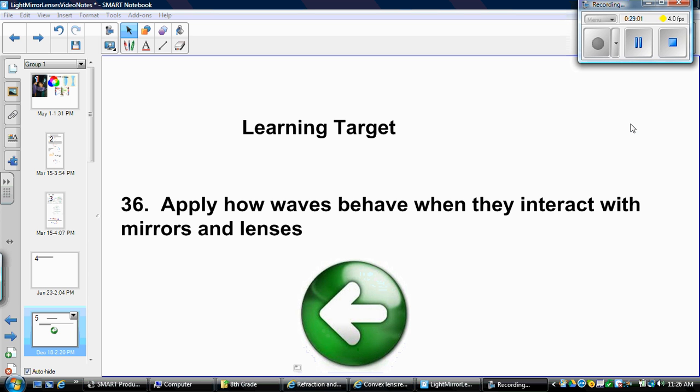So that is Learning Target 36. Apply how light waves behave when they interact with mirrors and lenses.